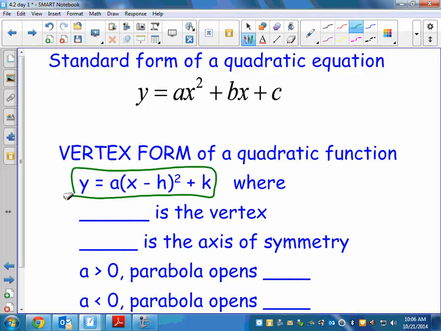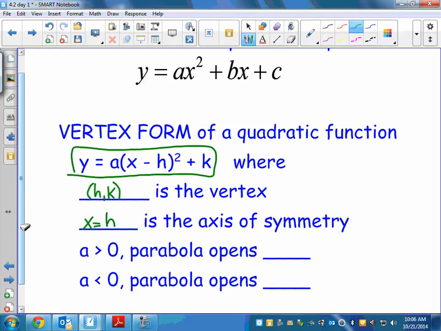So what's nice about vertex form is if it's in vertex form, you can tell the vertex and the axis of symmetry by just looking at the problem. The vertex is always the ordered pair (h, k). Notice the formula is x minus h, so you have to take the opposite sign for h, but k, you take the sign that's there, so we'll talk about that as we go through. The axis of symmetry is that line that cuts your parabola in half. It's always on the vertex and it's vertical, so x equals h is your axis of symmetry.